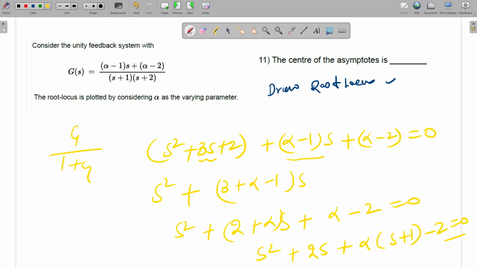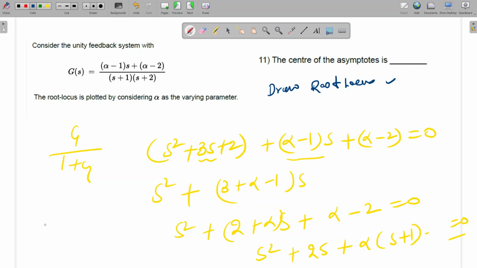Sir, this 2 will be cancelled. Where? In the third line: s square plus (3 plus alpha minus 1)s, here 2 is there and at the last also 2 is there, and that will be cancelled. Correct. So this will be our characteristic equation, and we can write it in the 1 plus G(s) form again.